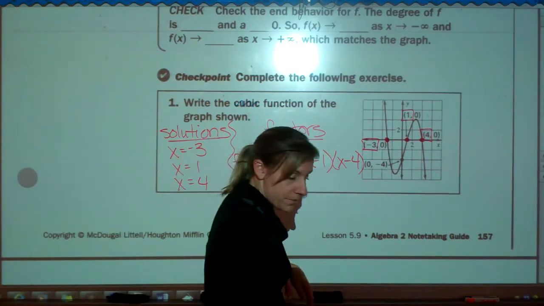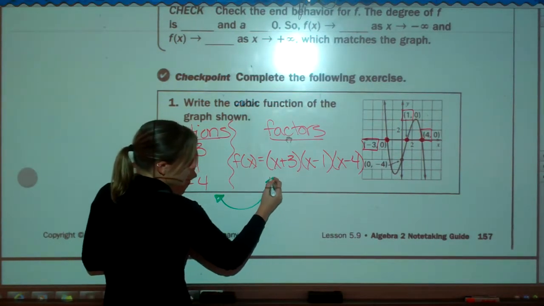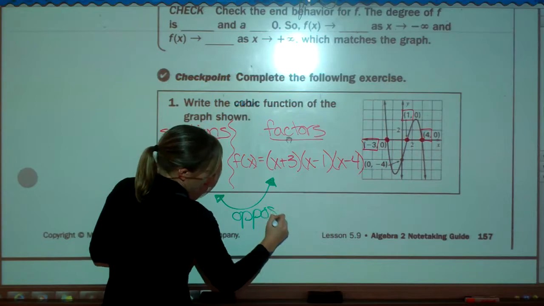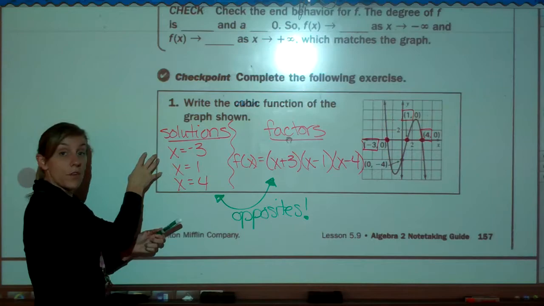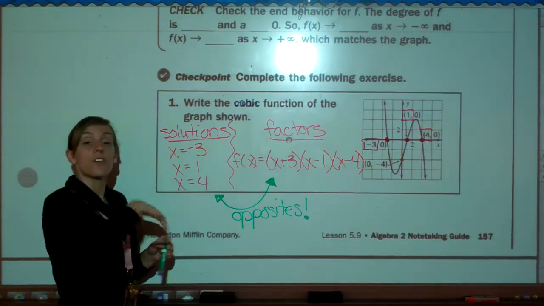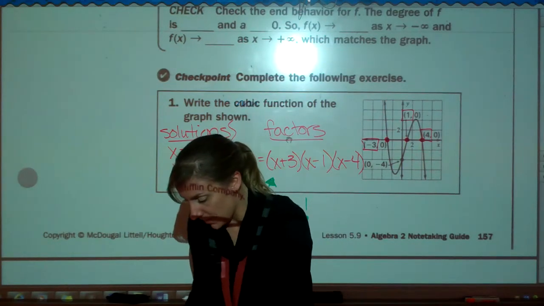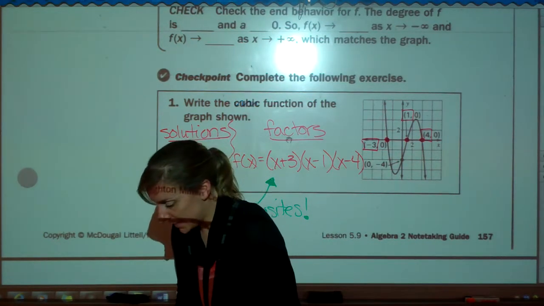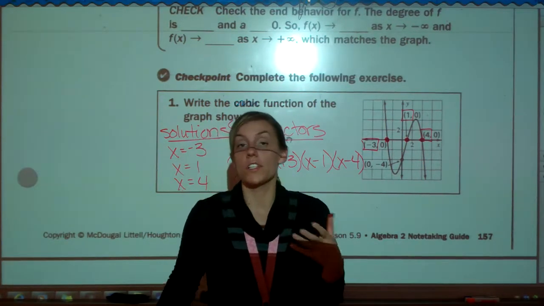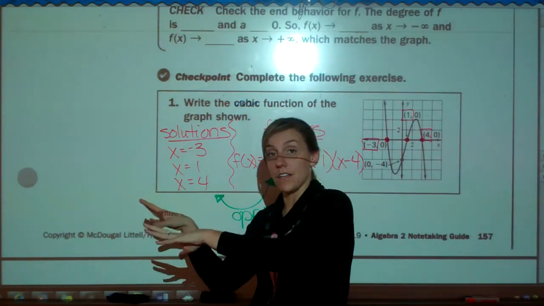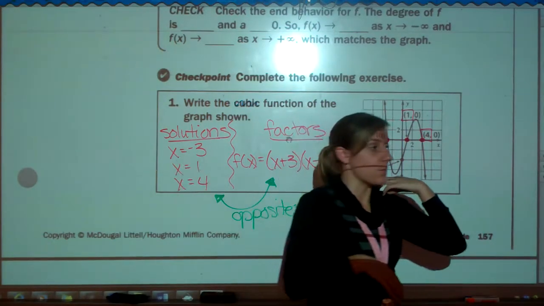Okay, so again, just to point out, solutions and factors are opposites. Okay, solutions are coming straight from the graph, the x-intercepts. Factors are those opposites of that. All right? So then we're going to go into the 5.8 section. And just to relate that a little bit more, we're going to go the other direction with it. We're going to be given these parts, and we're going to graph them just in general, so that you can see it from both ways, okay?